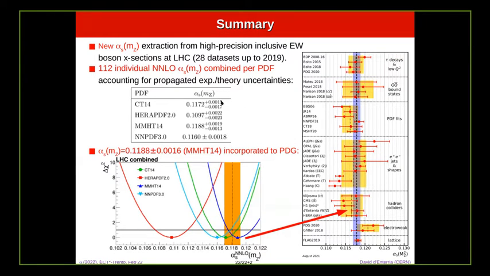We find those results. You see the plot here. The minimum, this is the world average at the time. Now it's a little bit 0.1179, but okay, it's very close to this. And we know that last year the PDG world average, they decided to incorporate this result into their categories. So this is for the summary.